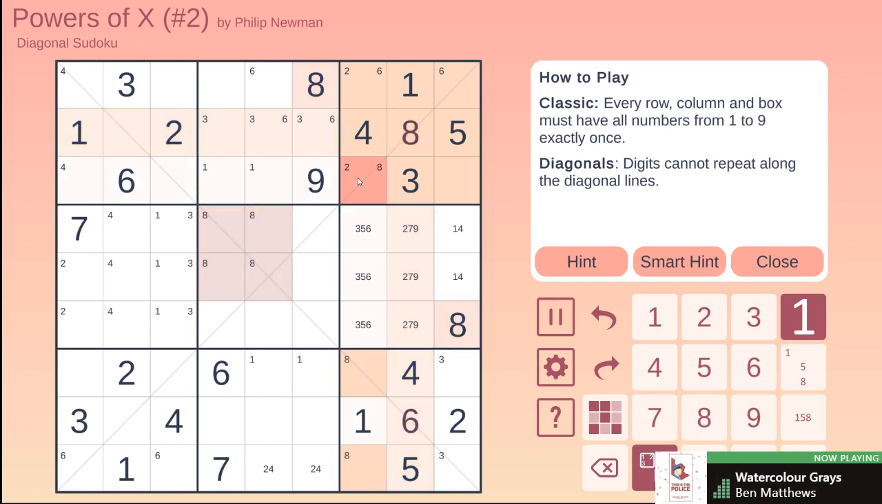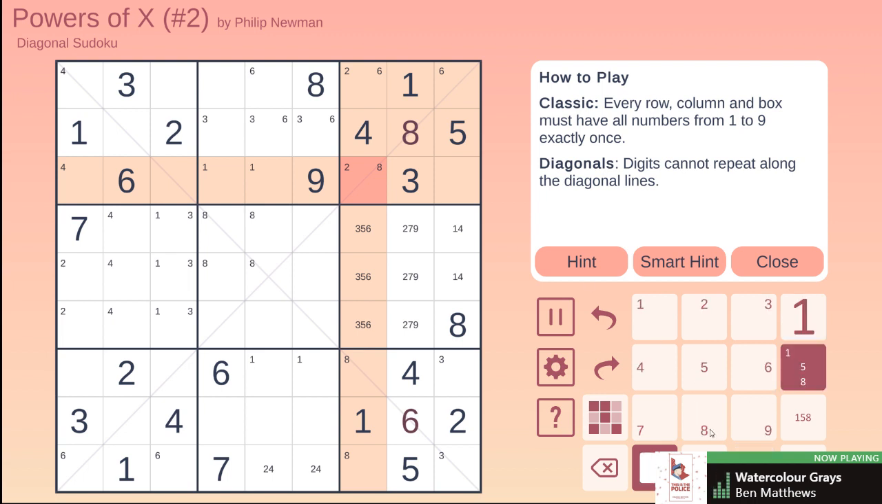Okay. Which means this obviously is not an 8. It also tells us there's an 8 in one of these boxes. This is a cool puzzle. I really like this one. We already know where 8 is there.